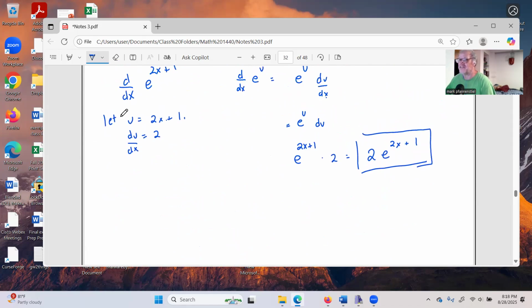So you always do this: let u equal, and that way people can follow your work so that they don't have to worry about whether it was the obvious one. I know there's some obvious ones, but it's not always obvious.